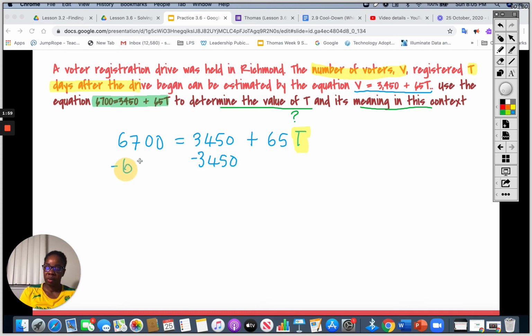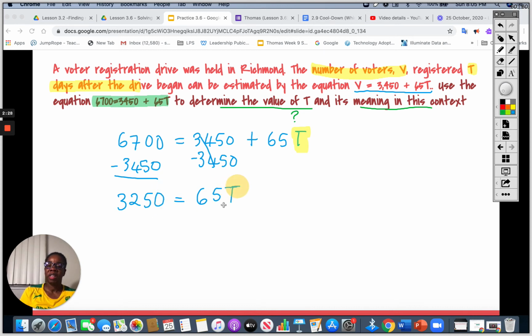And so to remove it, we undo that by doing the opposite of adding 3,450. We subtract 3,450 from both sides. So that just leaves 65T on the right side, and on the left side we're going to have 3,250.